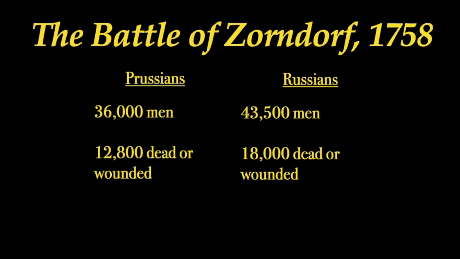In the year 1758, they face off against the Russians at the Battle of Zorndorf. There was major loss of life for both the Prussians and the Russians. In this one battle, the Prussians, 12,800 casualties. The Russians, 18,000 casualties. But who wins? Russia. Prussia's retreating. And the Prussian military machine at home starts going into overdrive. Train the men. Discipline the men. We have to defend Prussia against Russia.